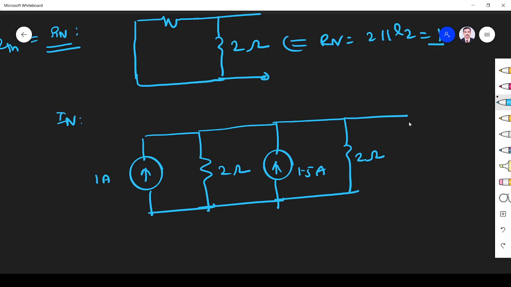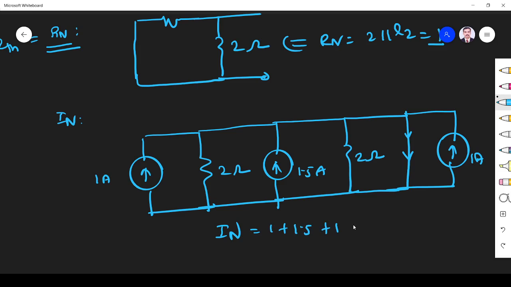Right. I want to find the Norton current, so the terminal must be shorted; the resistance must be shorted for finding the Norton current, as I told. So then this is 1 ampere. Now it is easy to find I Norton, that is the current flowing through this terminal. You see, out of all the three branches, this is a short circuit, so all the current will flow through this short circuited branch. So what is I Norton? I Norton is this current and this current, so 1 plus 1.5 plus 1, so 3.5 ampere. So the current flowing through this terminal is 3.5 ampere.